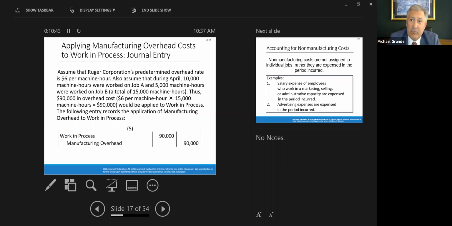Assume that Rugged Corporation's predetermined overhead rate is $6 per machine hour. Also assume that during April, 10,000 machine hours were worked on job A and 5,000 machine hours worked on job B for a total of 15,000 hours. Thus, $90,000 of overhead would be applied to work in process. Manufacturing overhead applied equals the predetermined overhead rate multiplied times the actual activity. Here's a journal entry. Increase work in process, credit manufacturing overhead.